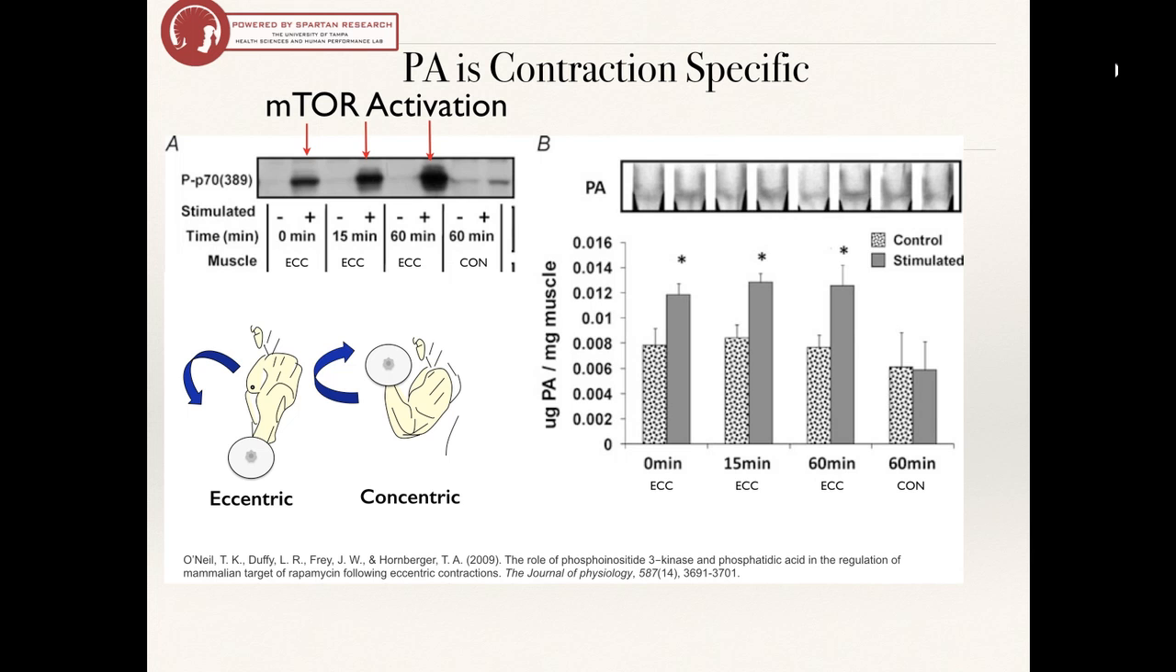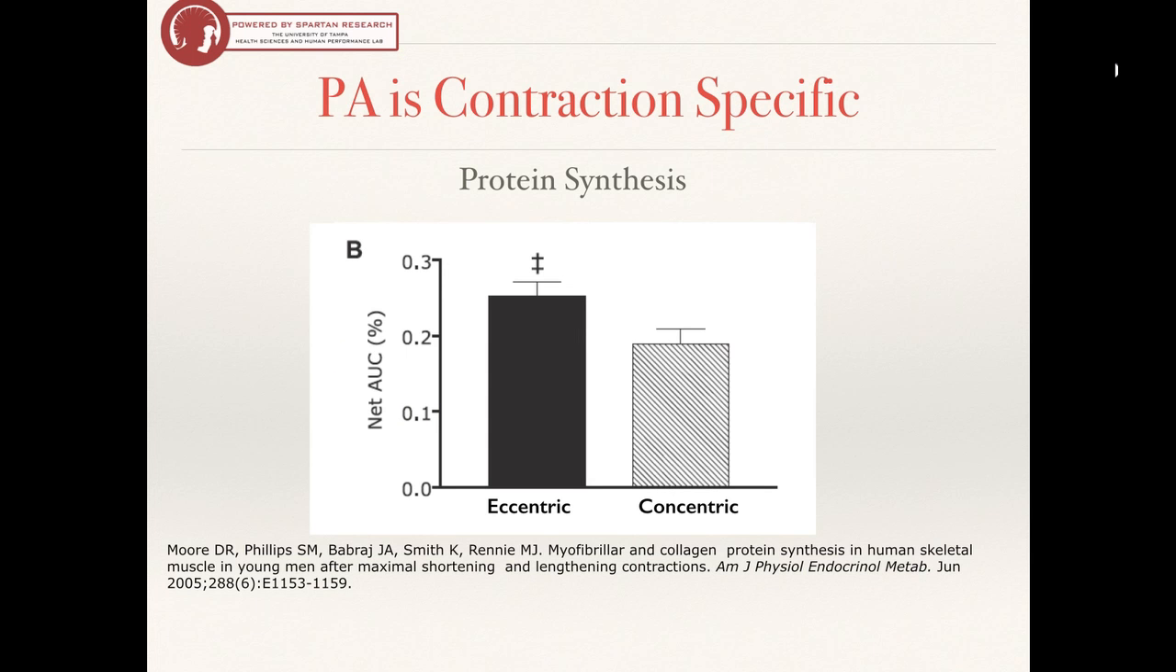But if we look here at the control versus stimulated, at 0, 15, and 60 minutes, we see that phosphatidic acid, or PA, over to the graph on the right, is increased drastically in the eccentric condition, but not the concentric condition. And when you do eccentric contraction, protein synthesis is higher than concentric. This is likely mediated by an increase in phosphatidic acid by the PLD enzymatically derived mechanism.